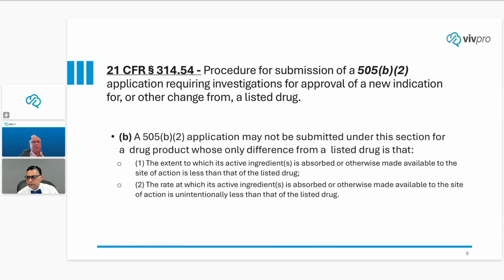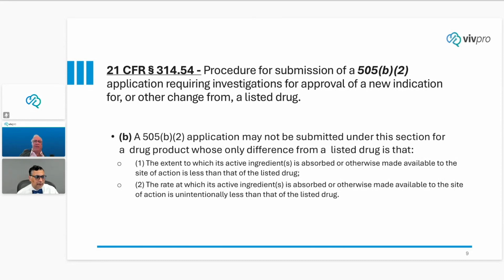They will not be able to get an AB rating comparing to the IR formulation, but they will be able, for example, to get an AB rating to another already approved modified release formulation. So yes, it's possible to get an AB rating. It depends on the type of product and whether you have a suitable reference that you could compare yourself to.